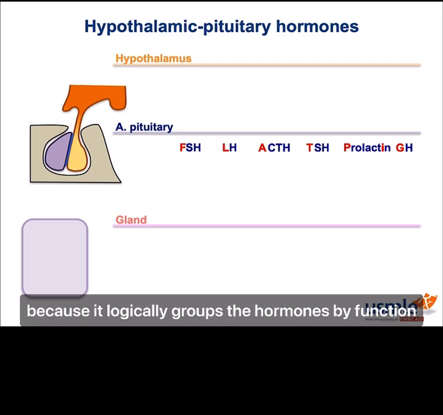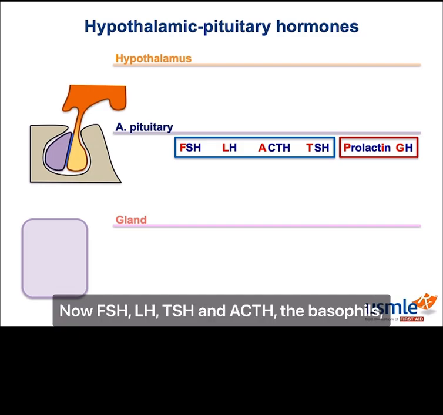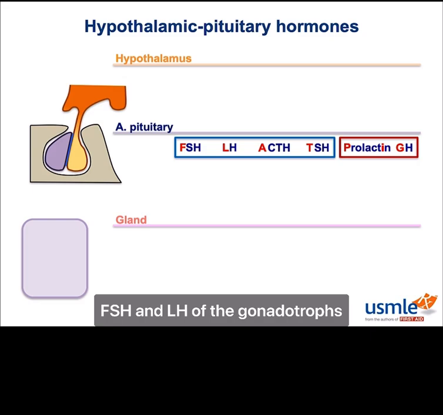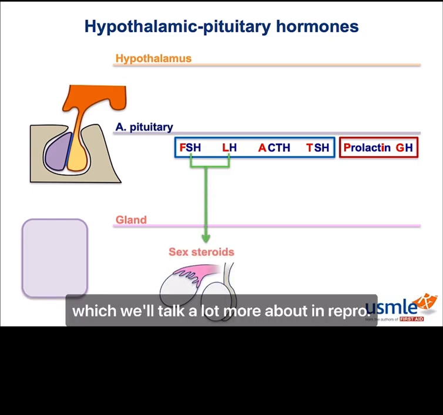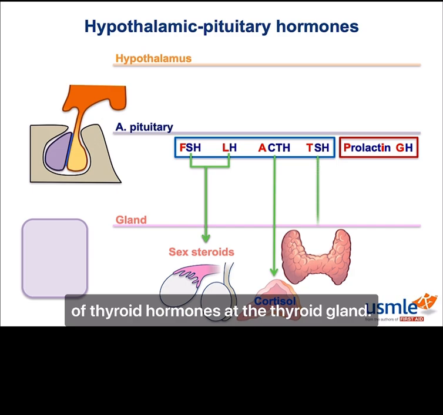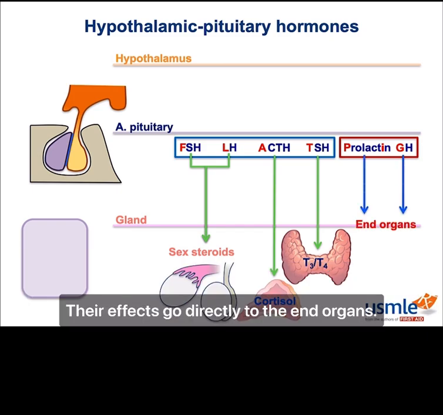This is actually a great mnemonic because it logically groups the hormones by function as well as by acidophils and basophils. Now, FSH, LH, TSH, and ACTH, the basophils, are trophic hormones, whose primary responsibility is to regulate hormone synthesis at the end organs. FSH and LH, the gonadotrophs, increase the synthesis of sex steroids at the gonads, which we'll talk a lot more about in repro. ACTH primarily increases the synthesis of cortisol at the adrenal cortex, and TSH increases the synthesis of thyroid hormones at the thyroid gland. Prolactin and GH, on the other hand, are not trophic hormones. Their effects go directly to the end organs.